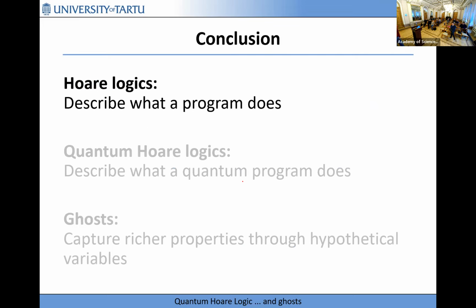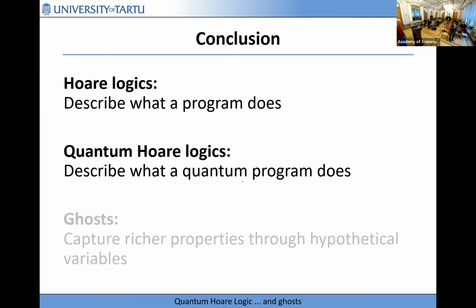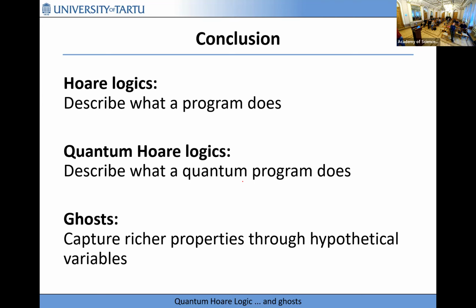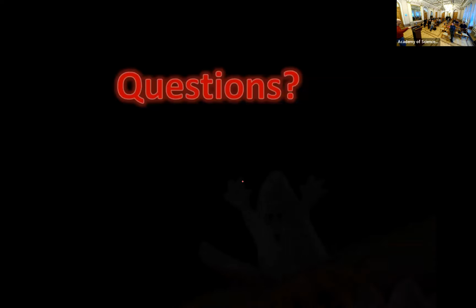And come to my conclusion. I showed you Hoare logics. They describe what a classical program does; quantum Hoare logic describes what a quantum program does. Then I rushed over this concept with ghosts, where just by assuming some extra variable, I can express properties that I couldn't express before. And one interesting thing is that even if I run a classical program, I could express something like the value is uniformly distributed by using quantum predicates, which I can't express with classical predicates. So it's an interesting question that could be useful for analyzing classical protocols. And that concludes my talk. Thank you.